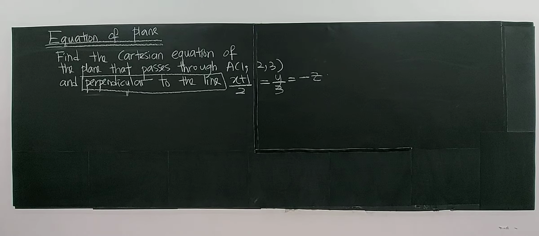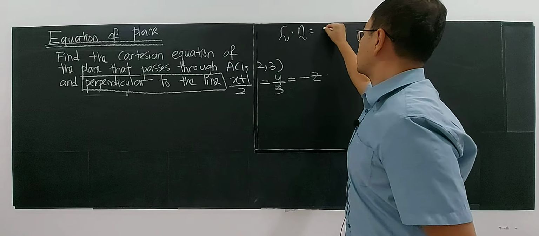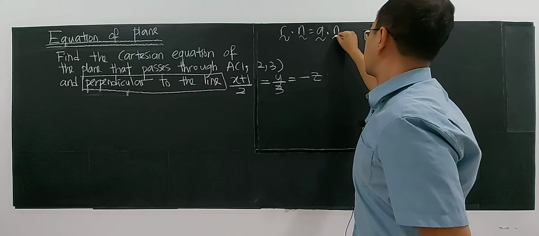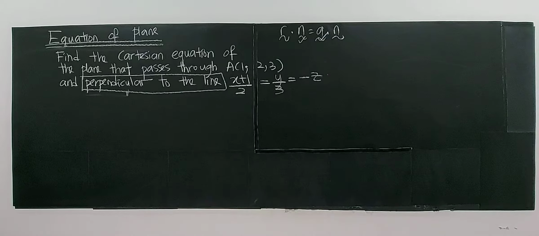This will be an examination question for finding the equation of a plane. As you know, when you want to find the equation of a plane, you have the formula r dot n equals a dot n, right? You need to know the normal vector and a point on the plane. So let's look at this question.